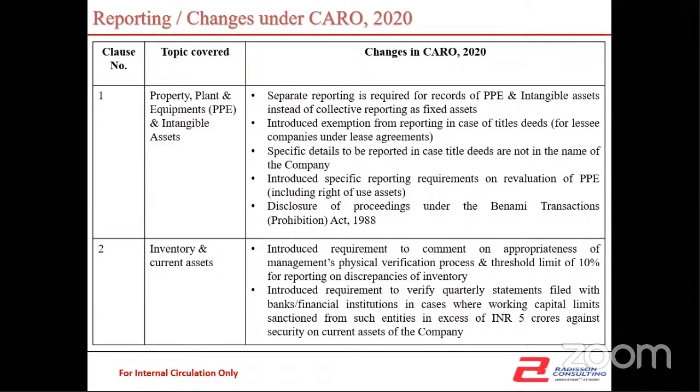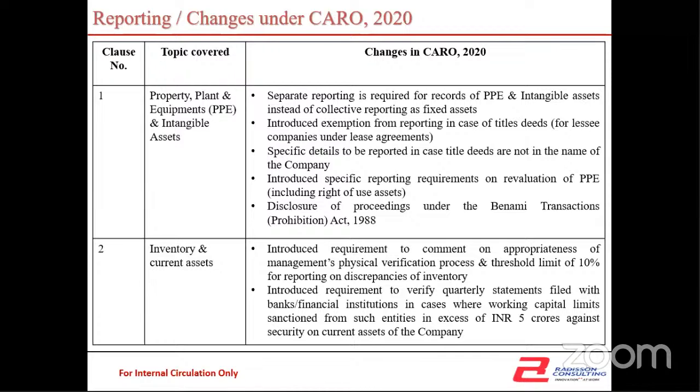Point number two, introduce exemption from reporting in case of title deeds. Under CARO 2016, reporting was required in any manner, irrespective of whether it was a lease agreement or not. All the title deeds were required to be reported. Now it is the first time that an exemption has been introduced in cases where there are lease agreements with only companies and the company has to be a lessee. Specific details are to be reported in case title deeds are not in the name of the company.